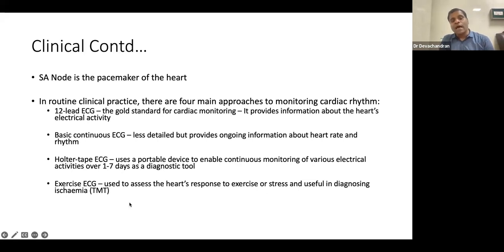These are the four situations where we encounter ECG recordings for interpretation. The basic continuous ECG is the common one in the ICU. It's less detailed, but it provides beat-to-beat information about the patient. 12-lead ECG is the gold standard. It's comprehensive, and when you record it, it provides all the information about the patient's heart's electrical activity. I mentioned the Holter, and exercise ECG is done to diagnose whether myocardial ischemia is present or not.